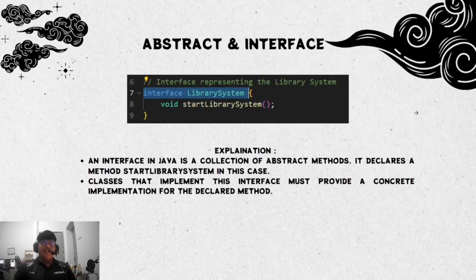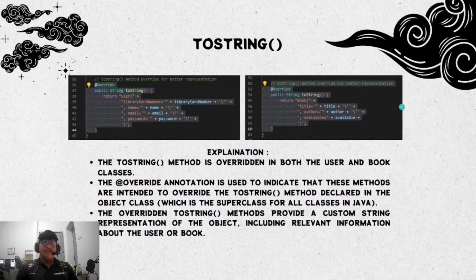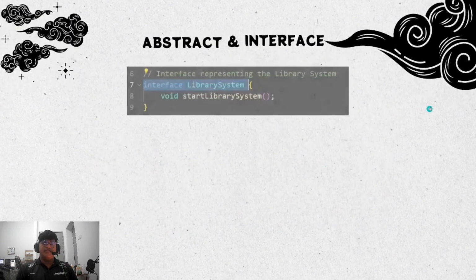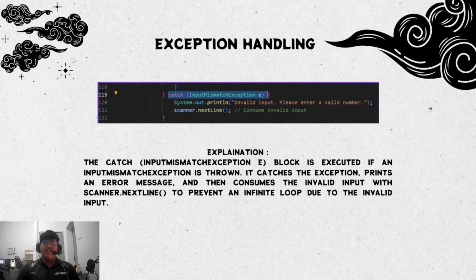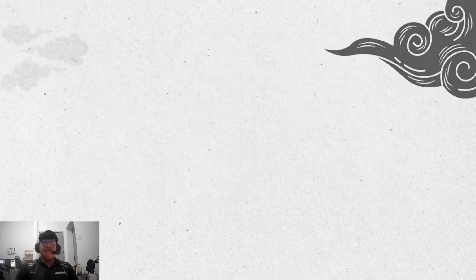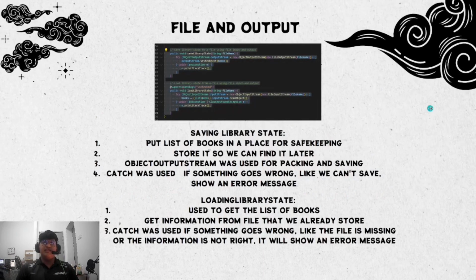So we proceed to the next one. We got abstract and interface. We have the interface on line 7, which is the interface library system. We continue with the exception handling. We're using the method in line 119, catch input mismatch exception. We proceed. So here's the file and output. We have given the image.